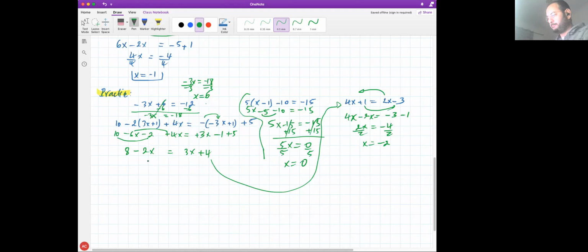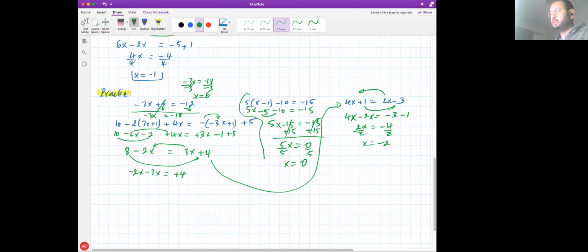So what happens? It happens again. We're going to move what, and where? The 3x to your left. Move this over, it changes the sign. And we're going to move this 8 over also, and change the sign. So the negative 2x stays here. This is a negative term, stays here. This becomes negative 3x on the other side. The positive 4 stays here.